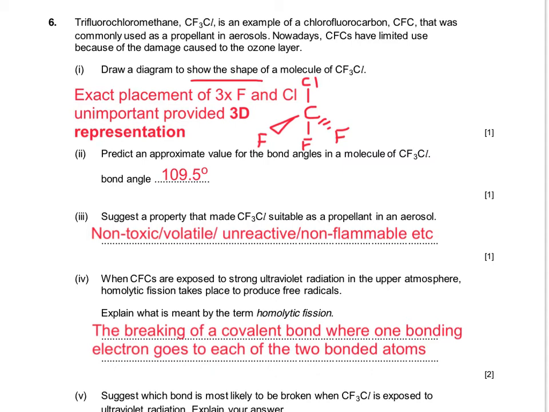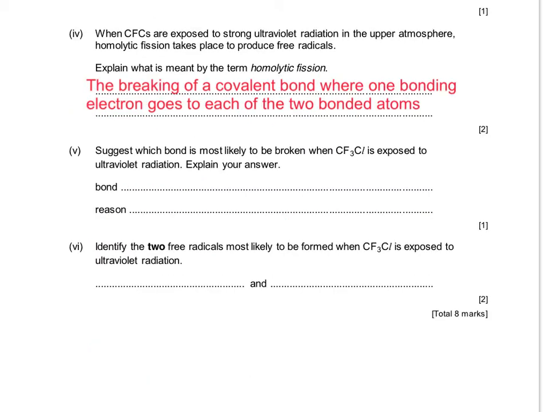Okay, so let's now move this page down a little bit so we can see the next question. So then it says, suggest which bond is most likely to be broken when CF3Cl is exposed to ultraviolet radiation. So thinking about it, you've got CF bonds and you've got a CCl bond. And if you remember, the rate of hydrolysis work that you've been doing on haloalkanes would suggest that as the bond enthalpy increases, you're going further up the group of the halogens. So CF bonds are stronger, should we say, than CCl bonds.